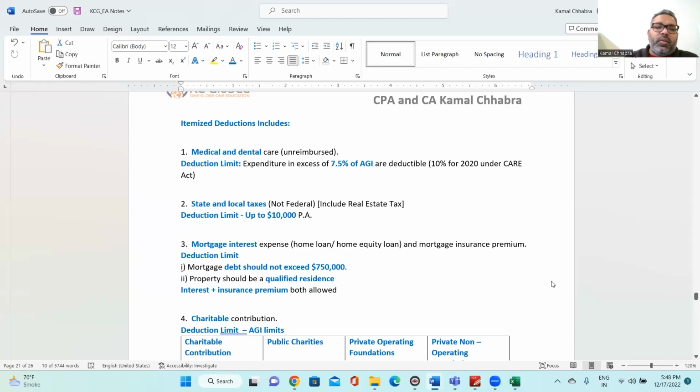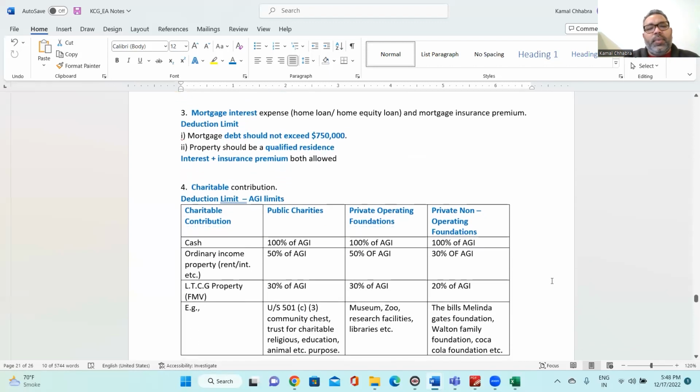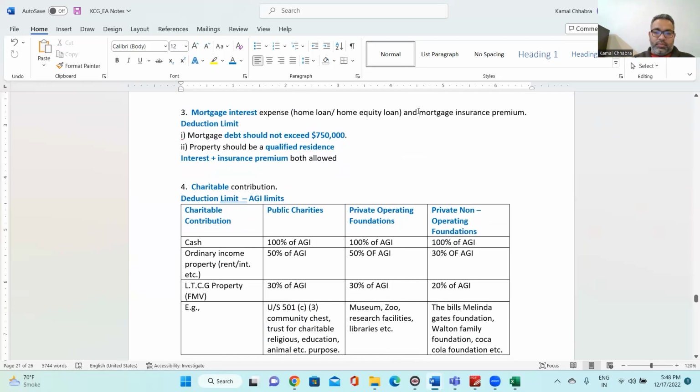So now jumping onto the third itemized deduction, which is mortgage interest expense. Mortgage means loan. That is for home loan or home equity loan and the mortgage insurance premium. So it covers both interest as well as insurance premium for the mortgage. So what is insurance premium for the mortgage? Does anyone know? Any idea? What is it?